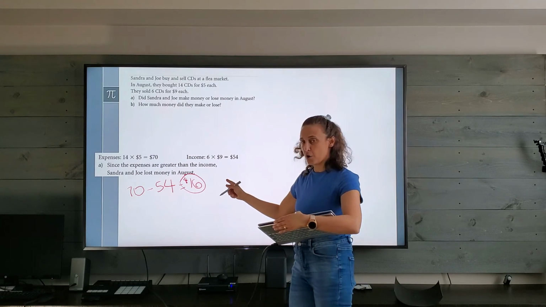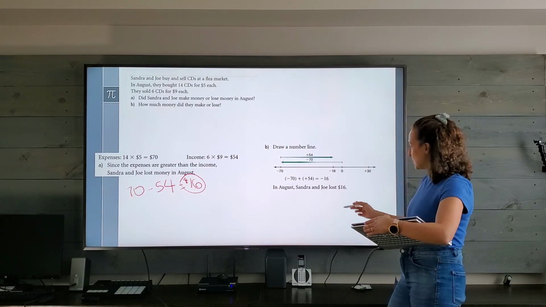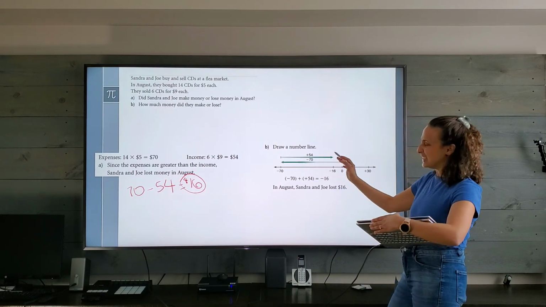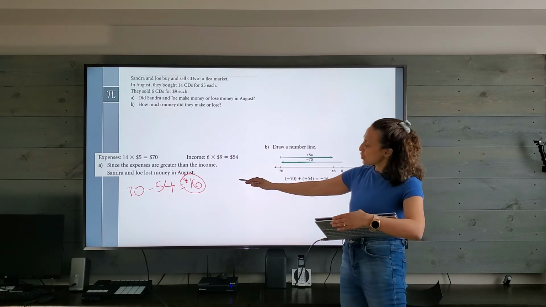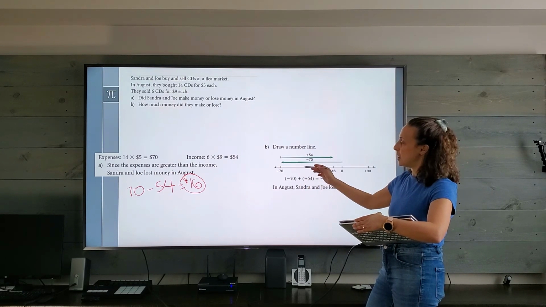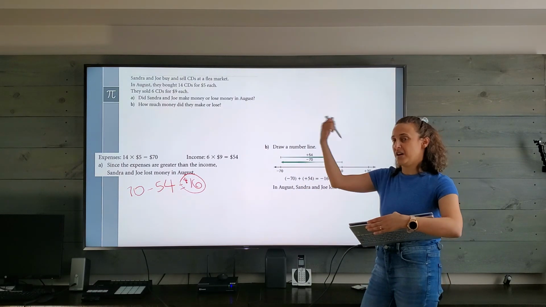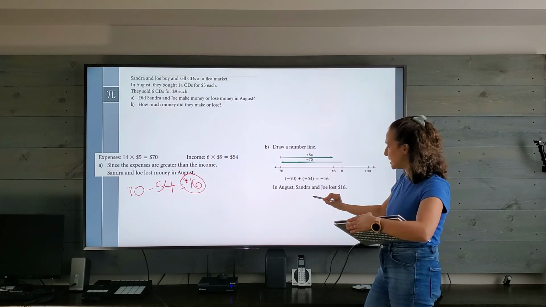But the question is, how do I show that on a number line? And this is how we do it. So I have a number line here. It's a little bit different than the other number line that we had first, but we first show the 70. So the 70 is going to show as a negative number because that's my expenses. I've had to dole that out. So I'm going to go all the way over to my negative 70.